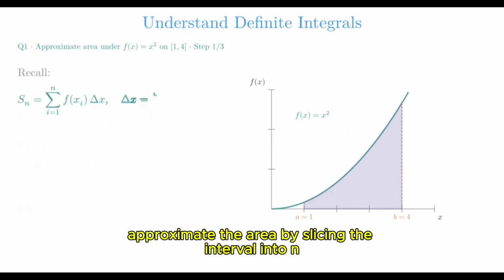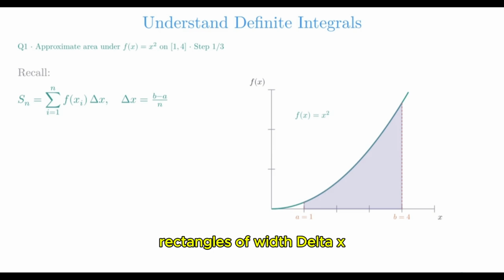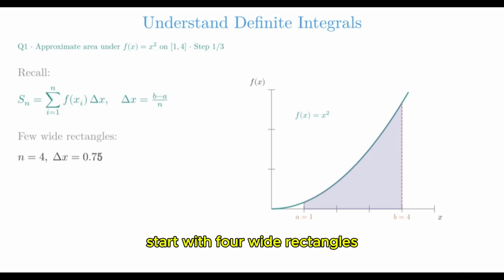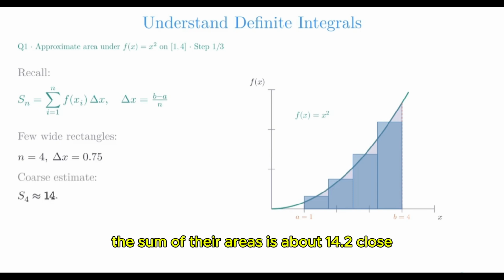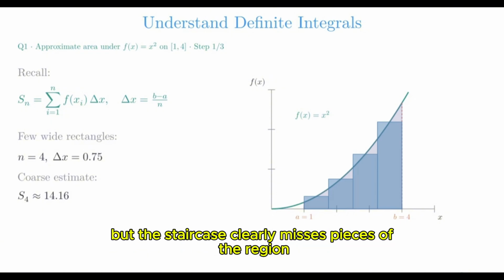Step 1. Approximate the area by slicing the interval into n rectangles of width delta x. Start with 4 wide rectangles. Each one's height comes from the curve. The sum of their areas is about 14.2. Close, but the staircase clearly misses pieces of the region.